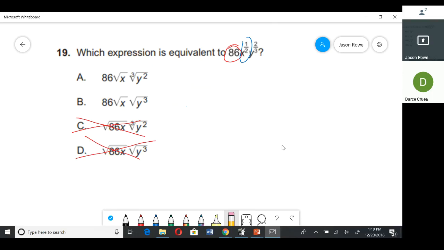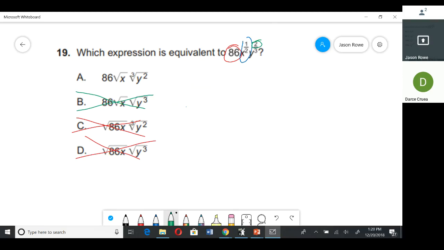And then we look at the x. It's x to the half power. Well, that root is 2. So that means the square root of x. Well, both A and B have square root of x. So move on. Next, we've got y to the 2/3. Again, remember, the root is underground. So we need the third root, or the cube root of y squared. So A has to be our answer.